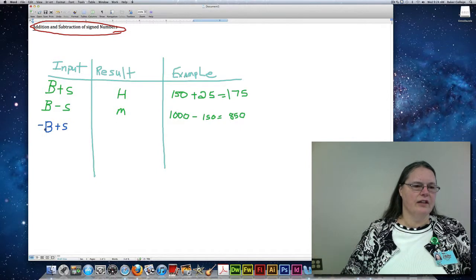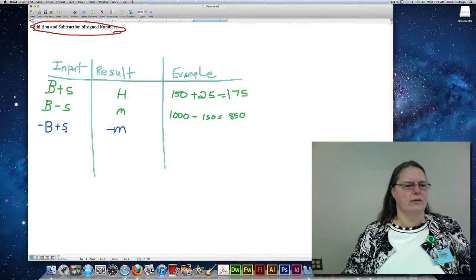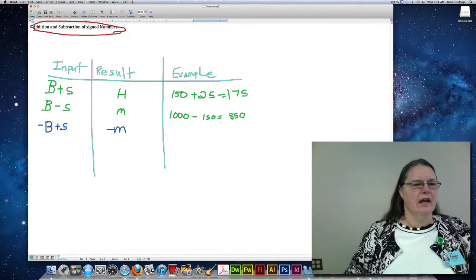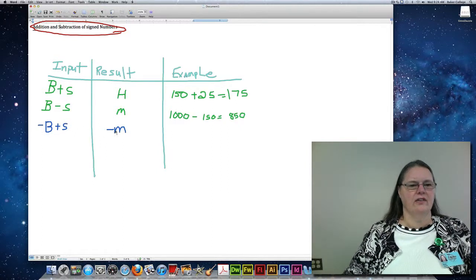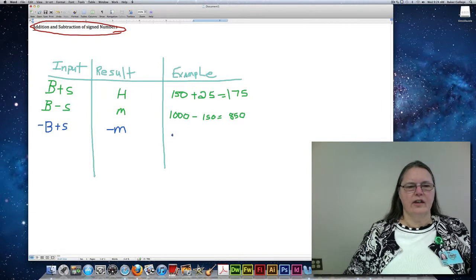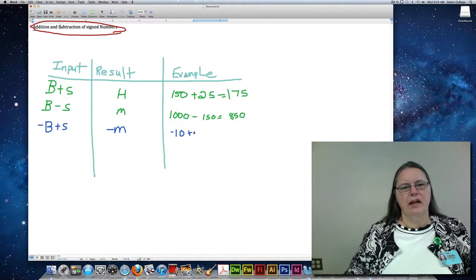The idea is this big number is in control of the problem because it's the larger of the two. It's like having a debt. I pay a little bit on a debt, I still have my debt. If you can think of money, it may help you. A big debt, I pay a little bit on it, I still have a debt. So let's look at a simple example. I borrowed $10 from a friend. I paid the friend back $6. So I still owe that friend $4.